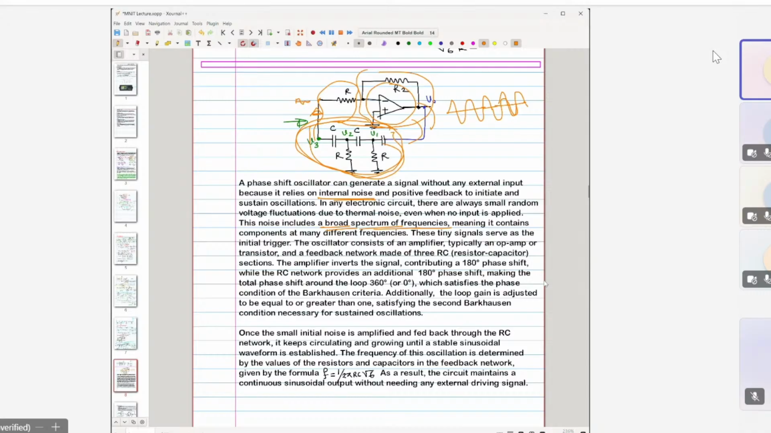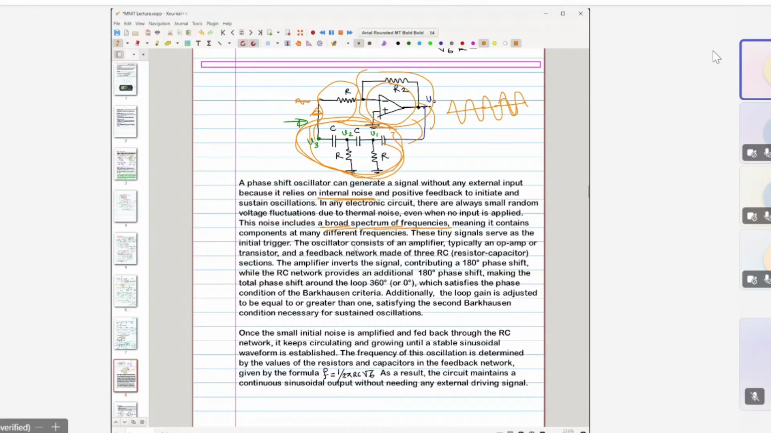Okay. So I will go through it. A phase shift oscillator can generate a signal without any external input because it relies on the internal noise and positive feedback to initiate and sustain oscillation. In any electronic system, there are always small random voltage fluctuations due to thermal noise, even when no input voltage is applied. This noise includes a broad spectrum of frequencies, meaning it contains components of many different frequencies, as I already mentioned. This tiny signal serves as the initial trigger.